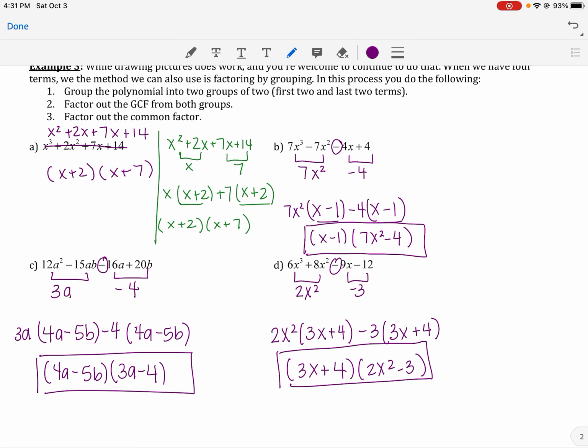And you now know how to factor by grouping. Good luck with the assignment.